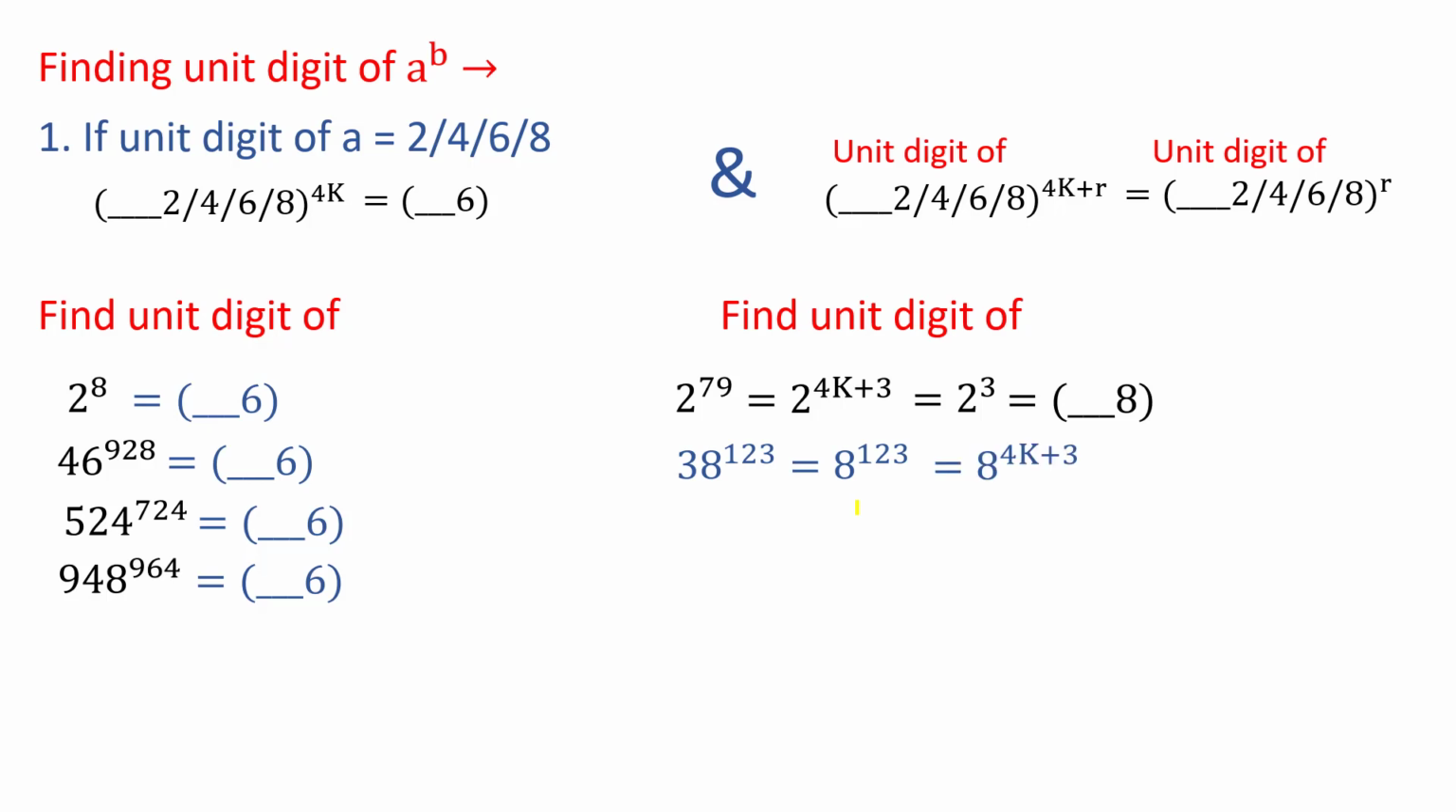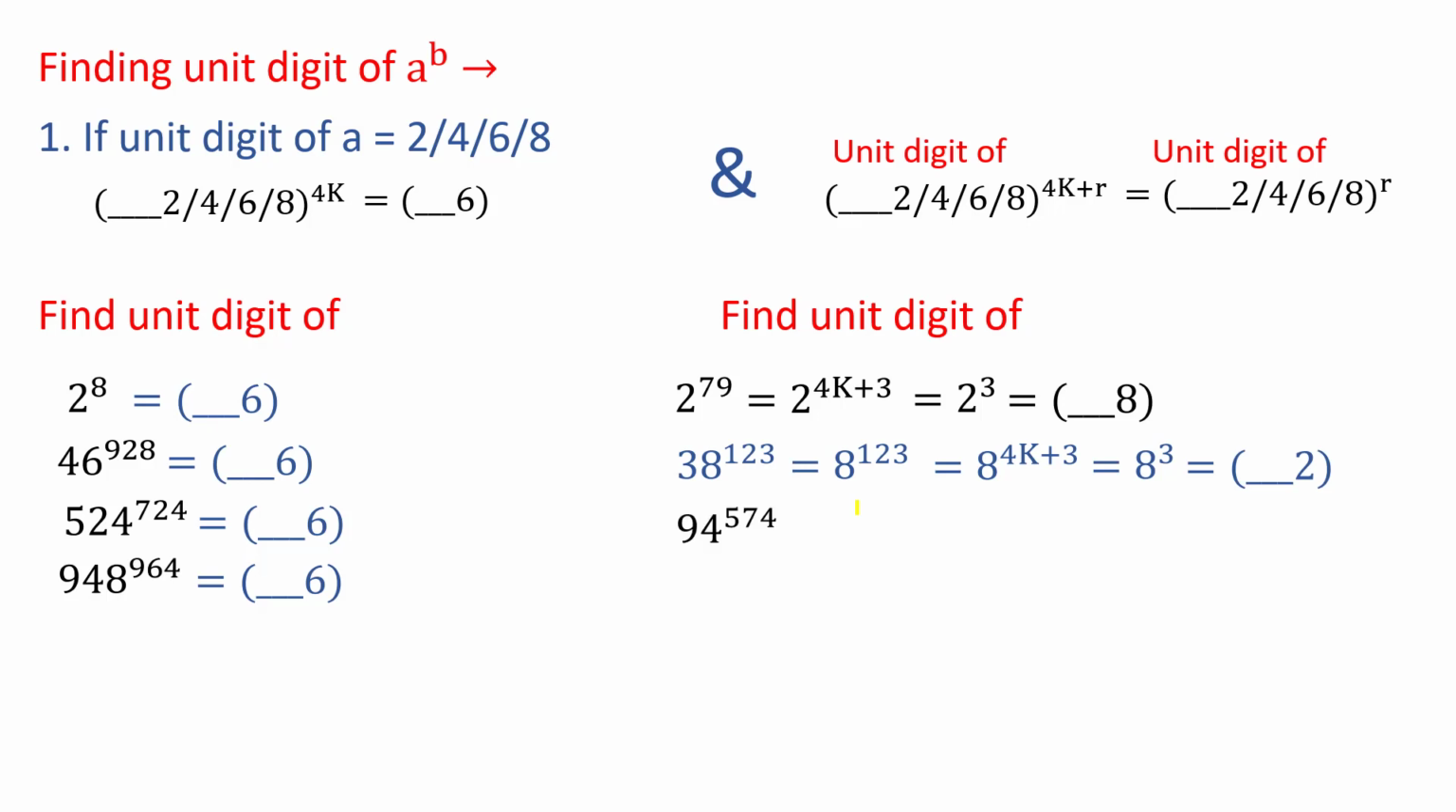Look here, the unit digit of 38 to the power 123 is the same as the unit digit of 8 to the power 123. If we divide the power 123 by 4, the remainder is 3, so we can express power 123 as 4k plus 3. So the unit digit of 8 to the power 4k plus 3 is the same as the unit digit of 8 to the power 3. 8 to the power 3 is 512. So the unit digit is going to be 2.